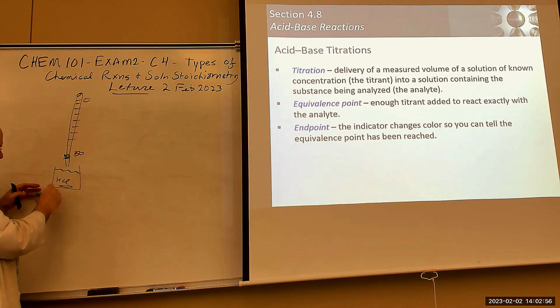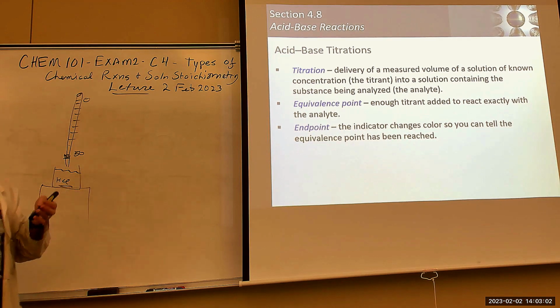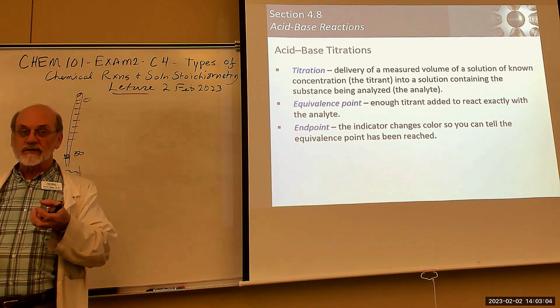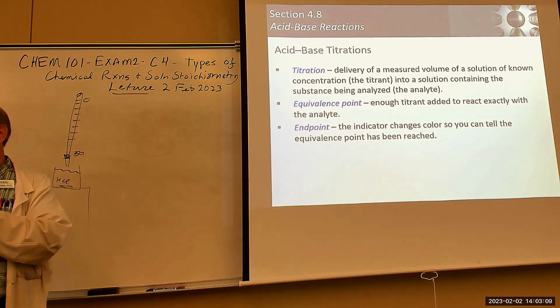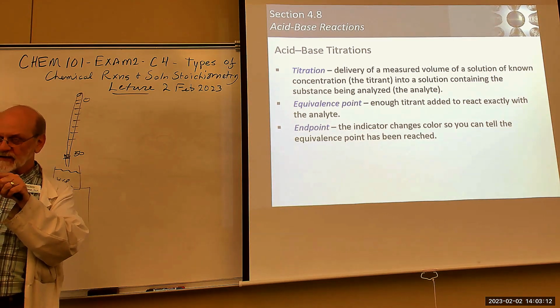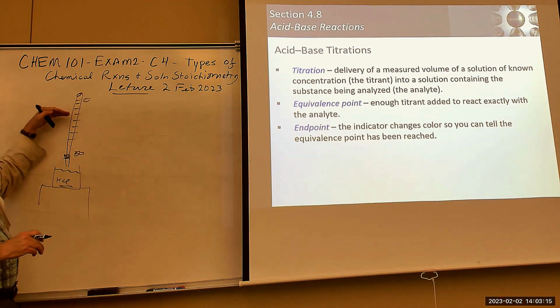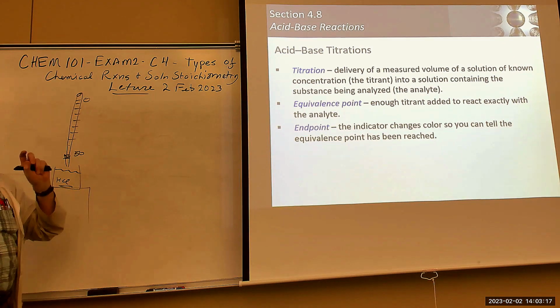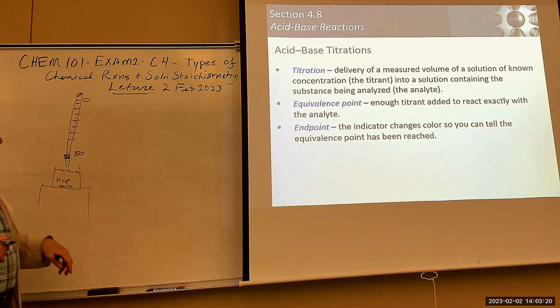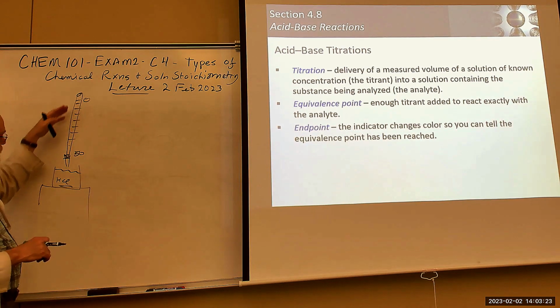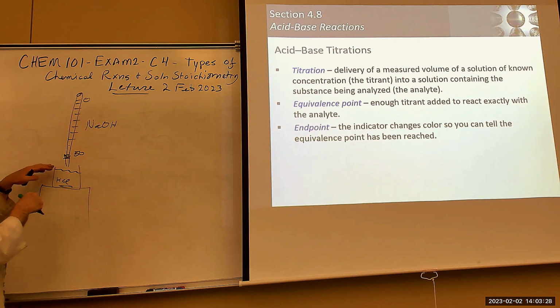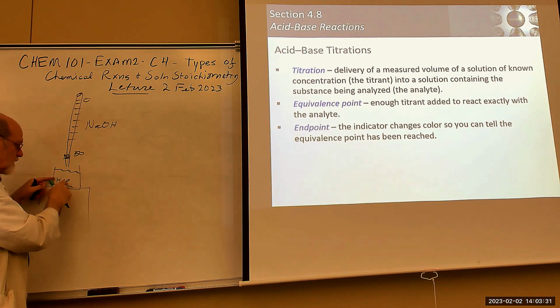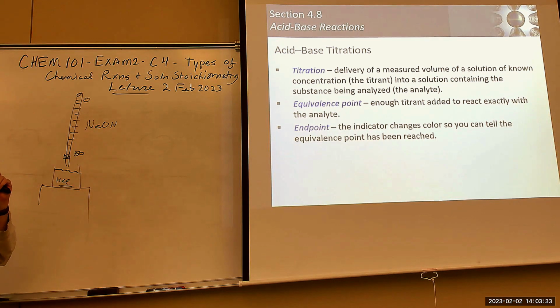So as you're stirring this on your stir plate, you have an indicator in there that is a certain color when it's acid, and then it turns to a different color when it's base. And you know exactly when that change occurs. That's where you stop and read off the amount of volume that you delivered. Now you know how much base you added to a known volume of hydrochloric acid.